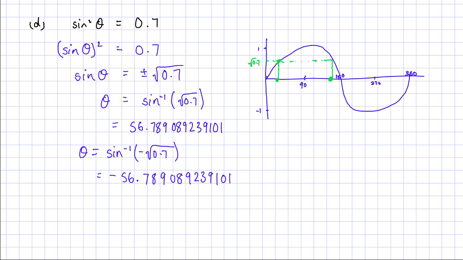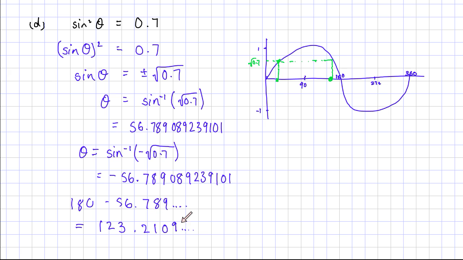So let's find that value. It's going to be 180 minus what I have. So I'll just write it here: 180 minus 56.789 and so on. And that's going to be 123.2109 and so on. Okay, so this is the other value. This is the value that's here.